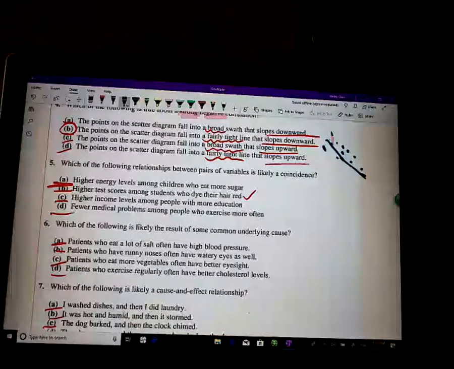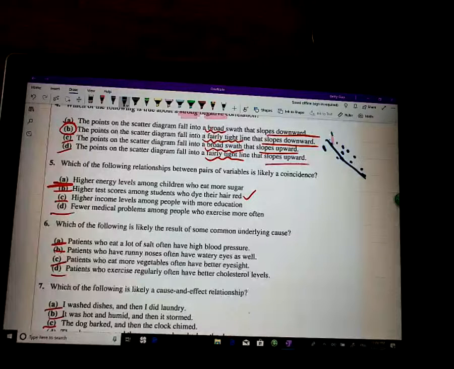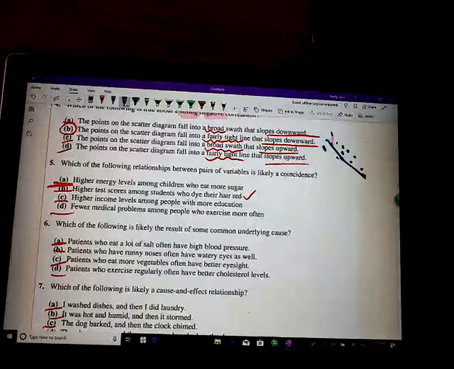There is no real connection between the two things. C. Higher income levels among people with more education. I would say one causes the other. If you have more education, you would have a better income level. D. Fewer medical problems among people who exercise more often. Generally speaking, I would say yes. People who take care of themselves would have fewer medical problems. At least it helps, right?